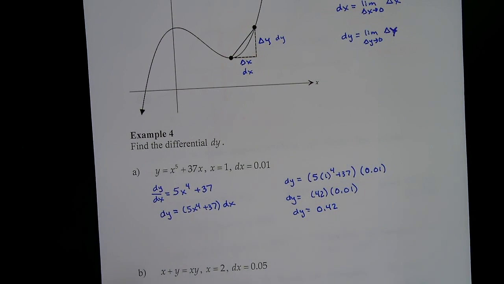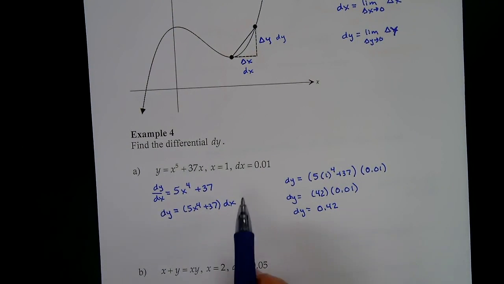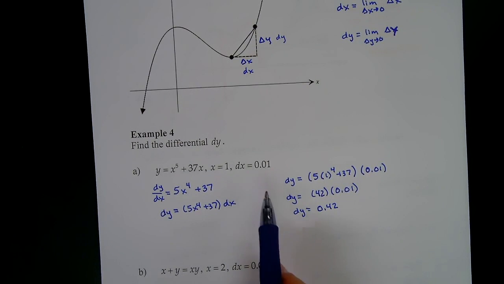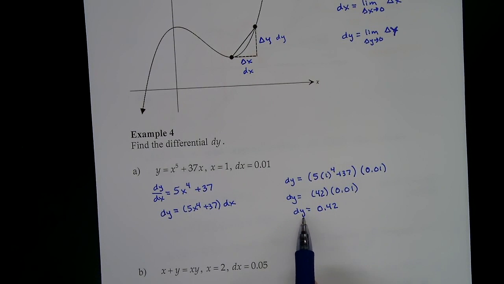What this is saying is, if I'm at x equals 1 and I increase my x by 0.01, that's going to result in y changing by 0.42. So it's not going to be the same. Maybe you were thinking, if you change dx by 0.01, dy is going to change by 0.01. That would only work on the line y equals x.